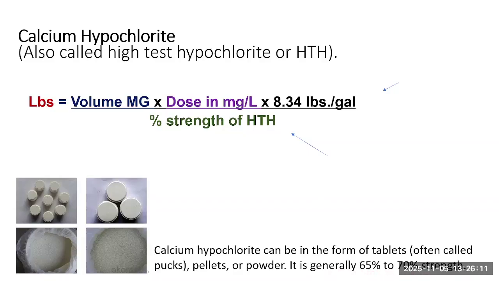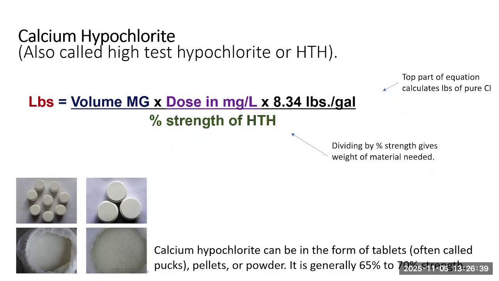So that's different because with gas chlorine, we always had 100% available. When we're going to do the pounds formula for HDH, we need to take into consideration the strength. What's the strength of the HDH? The top part of the equation calculates the pounds of pure, and the bottom part of the fraction identifies the strength, which evens things out so that we'll be able to work this formula out.